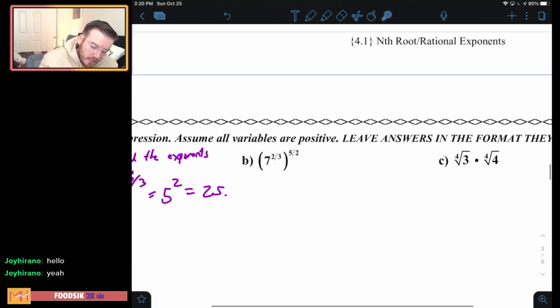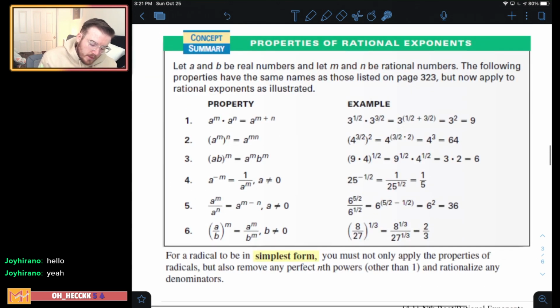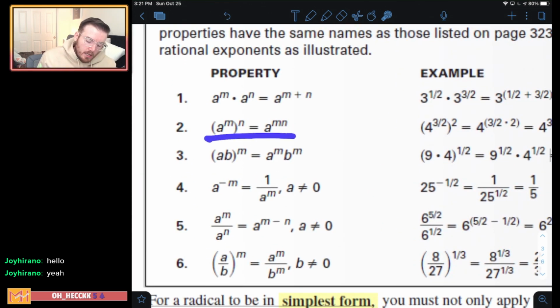All right, well, what if we have an exponent raised to an exponent? Well, that's what this property says here. When we have an exponent raised to an exponent, we are multiplying those exponents together.